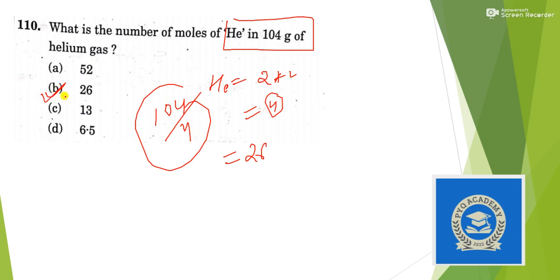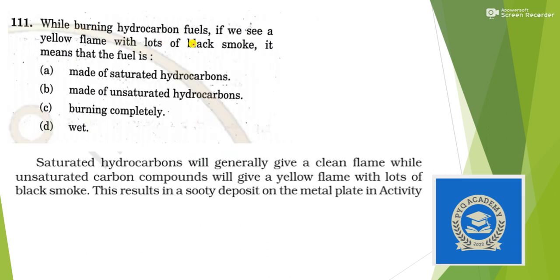Again an easy question. Next, while burning a hydrocarbon fuel, if we see a yellow flame with lots of black smoke, again a question directly taken from NCERT. Saturated hydrocarbons will generally give a clean flame, while unsaturated hydrocarbons will give a yellow flame with lots of black smoke. So it is made by an unsaturated hydrocarbon. The answer here is option B.